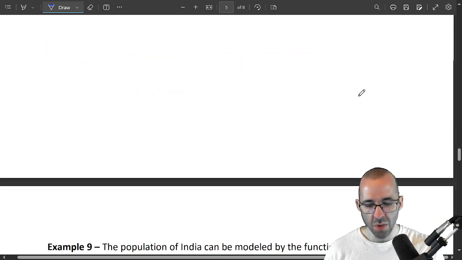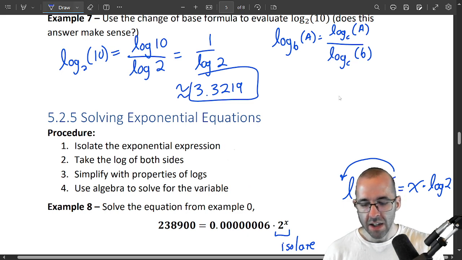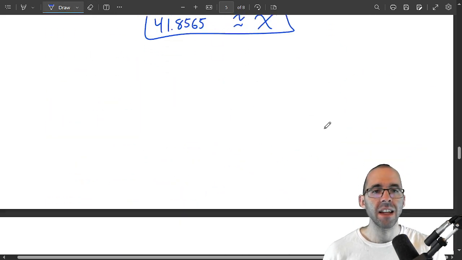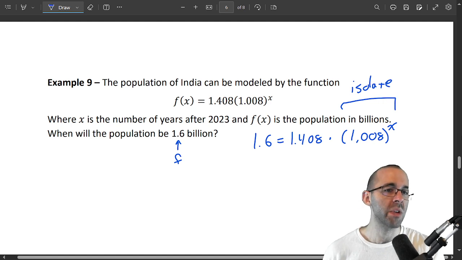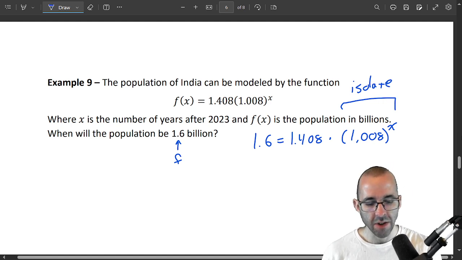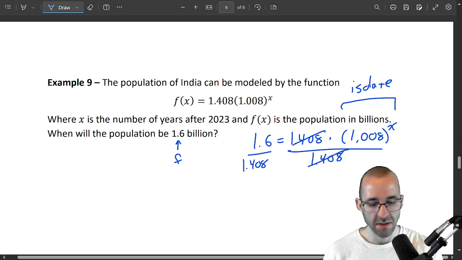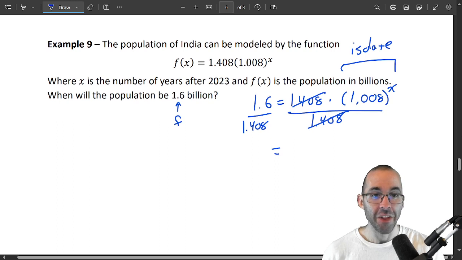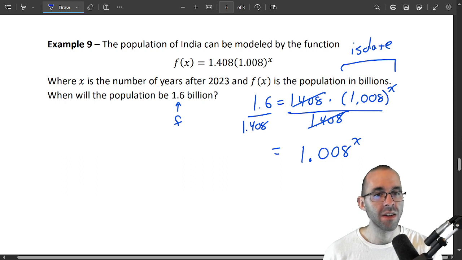How do we solve an exponential equation? Let's uncheck these checks and go through. Step 1, isolate the exponential expression. We need to isolate this part. This part is getting multiplied by 1.408. So to get this part by itself, we need to divide both sides by 1.408. Now the right-hand side is going to cancel. We just have 1.008 raised to the x power.